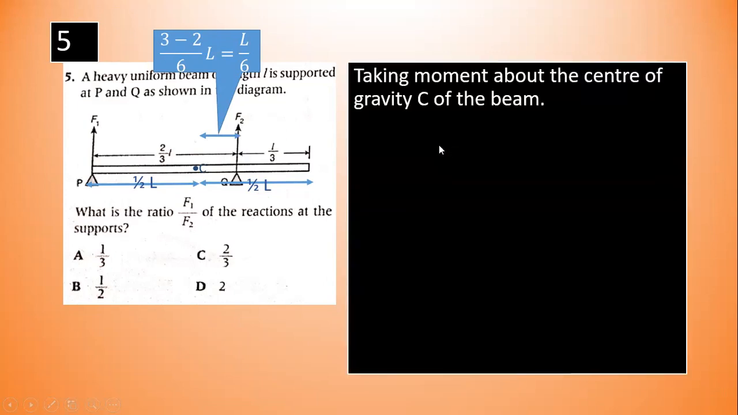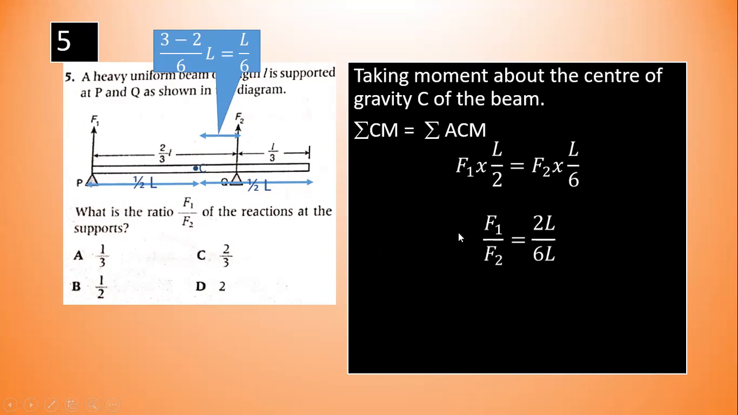We're not interested in W. W will act at C there. So we take moments about the center of gravity, then we don't have to worry about W. So clockwise and anti-clockwise. Clockwise, F1 times that distance of L/3. That's our keyword C. Anti-clockwise is F2 times L/6. Then take F2 down, take this 2 up, take this L down. Simplify it, we get 1/3. Answer is A.